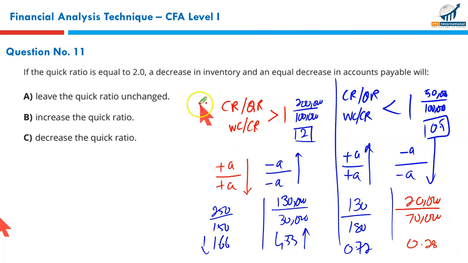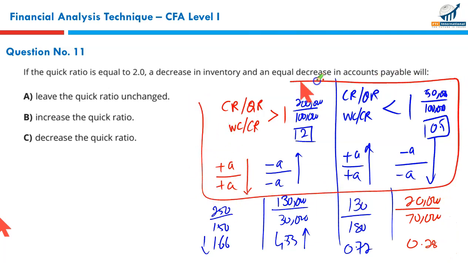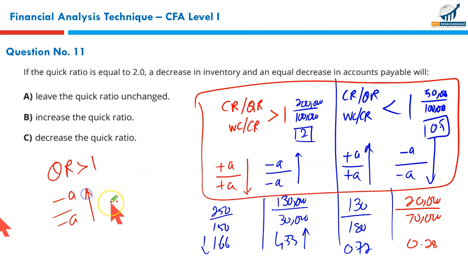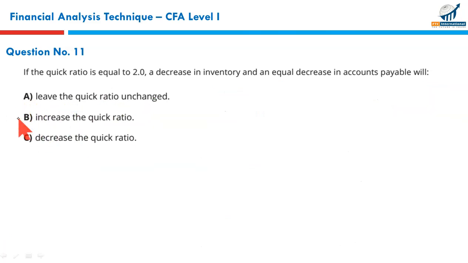So this is the quick way to tackle questions like these. We don't need computations, we can just do this. Your quick ratio is equal to 2. That is, your quick ratio is greater than 1. A decrease in inventory and an equal decrease in accounts payable. If the same number is reducing in the numerator and denominator, we should expect an increase in quick ratio. The ratio would increase. Without numbers, we give our answer and it's correct. B.